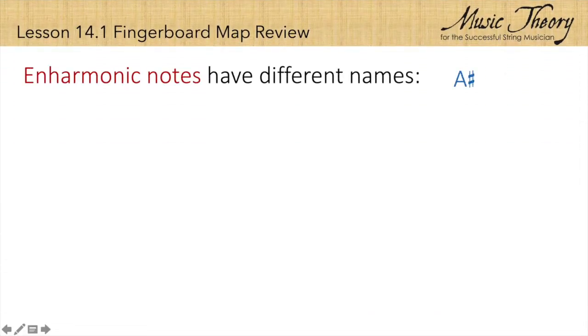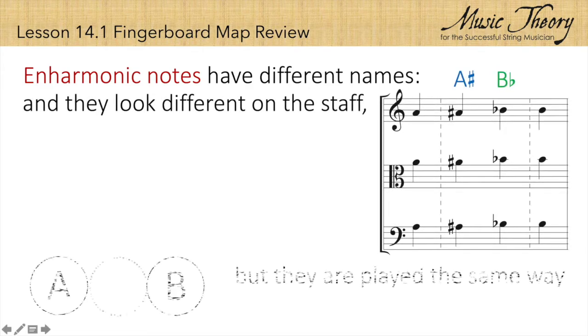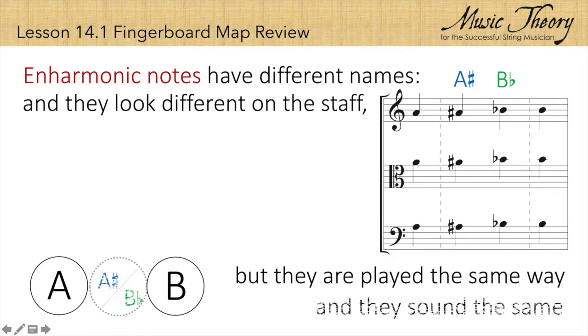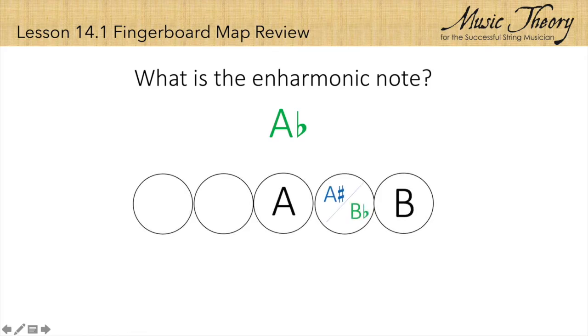Enharmonic notes have different names and they look different on the staff, but they are played the same way and they sound the same. To determine the enharmonic equivalent of a given note, you need to think about where it is on the string. For example, A flat is a half step lower than A and a half step higher than G, so the enharmonic equivalent of A flat is G sharp.